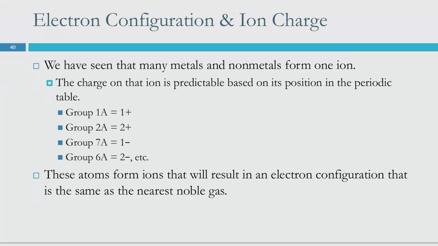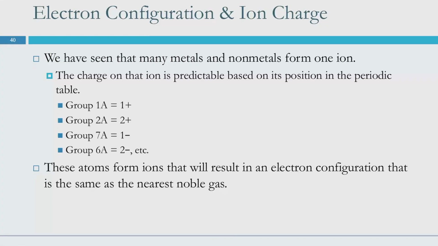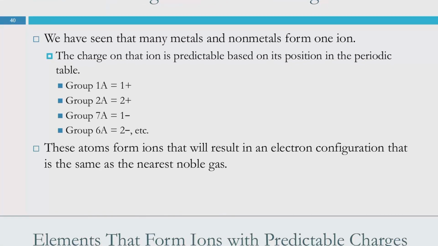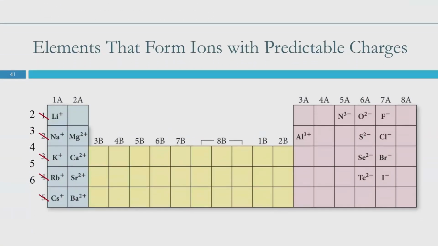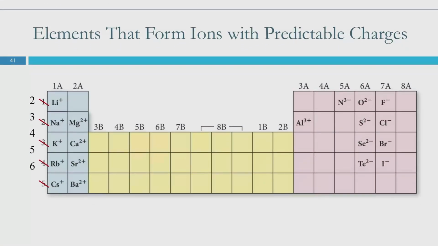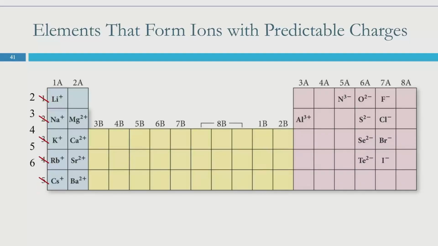There are other metals and nonmetals that form one predictable ion. Our group 1A, 2A, 7A, 6A, etc., all seen here on this chart. I don't know what this is all about. I guess the row numbers were wrong in the book, maybe. Who knows? So these are the ions that form with predictable charges.